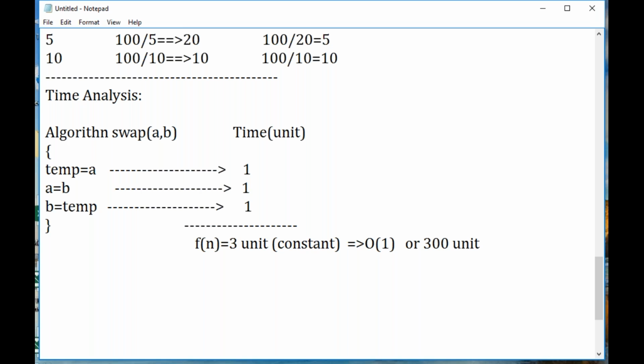Guys, this time complexity and space complexity calculation is very much important. Is this clear, guys? A small statement are written. I have told you how to calculate this time complexity.